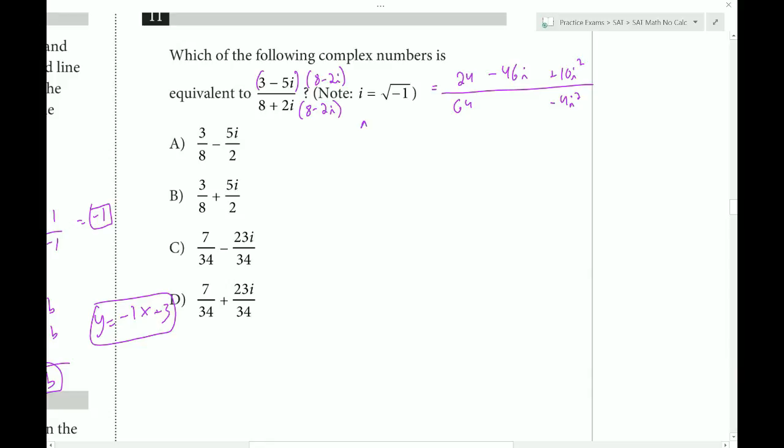Now we have to realize that i squared is equal to minus 1, right? All you have to do is square both sides of this equation. So then you can actually substitute in -1 in these two spots, okay? So let's do that now. So we'll substitute in -1 wherever we see our i squared. Okay. And so now we'll have 24 minus 46i, and then 10 times -1 is -10, and here we'll have -4 times -1, which is +4. So that would equal 68 on the bottom, and the top would be 24 minus 10 is 14 minus 46i.